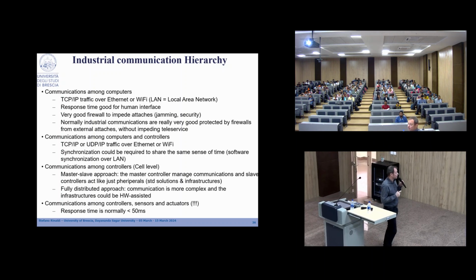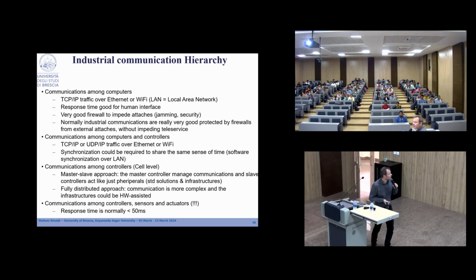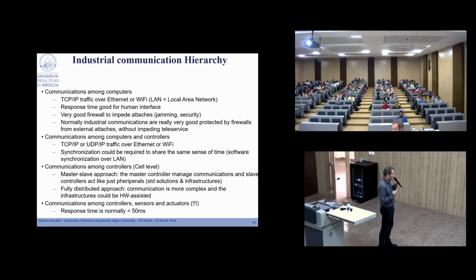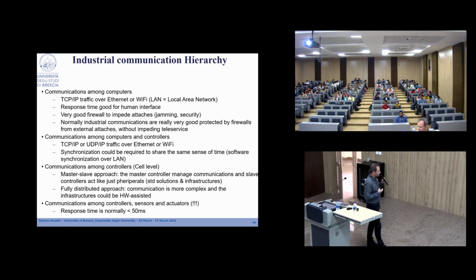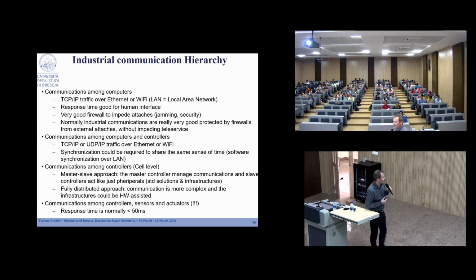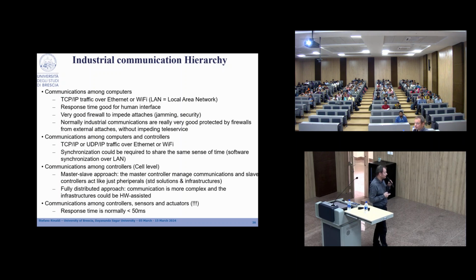In industrial automation, we have another level of communication, the communication between the controllers inside the cell level. Generally, the communication between controllers requires an advanced communication system able to satisfy some real-time requirements.